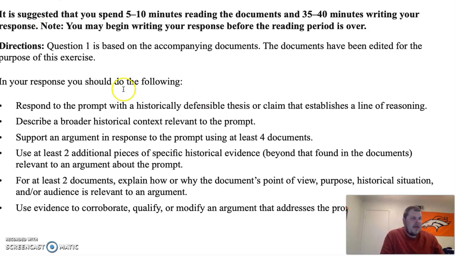so you can make sure you hit the points. As I go through this, I'm doing this with the understanding that you've already read the documents, so I'm not going to be reading them to you. I'm just going to be going over what I'm seeing, how I'm breaking it down, and what I'm noticing as I go through this.